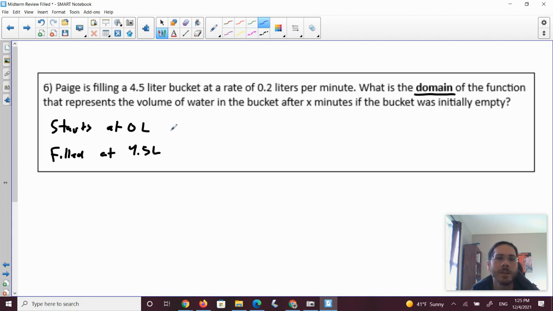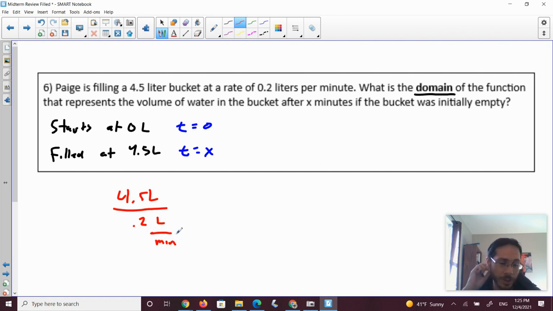We know that this is at time t equals 0. And so we want to find out what x is going to be because we have to find out how long it takes to fill up the entire bucket. So what we want to do is divide 4.5 by 0.2 liters per minute. And again, if you want, you can just follow the units on this one. This is like a chemistry stoichiometry question because the liters would cancel out. And then these minutes on the bottom, since it's a double fraction, would come up to the top. So that's how I knew I wanted to divide because that's how the units are going to work out.